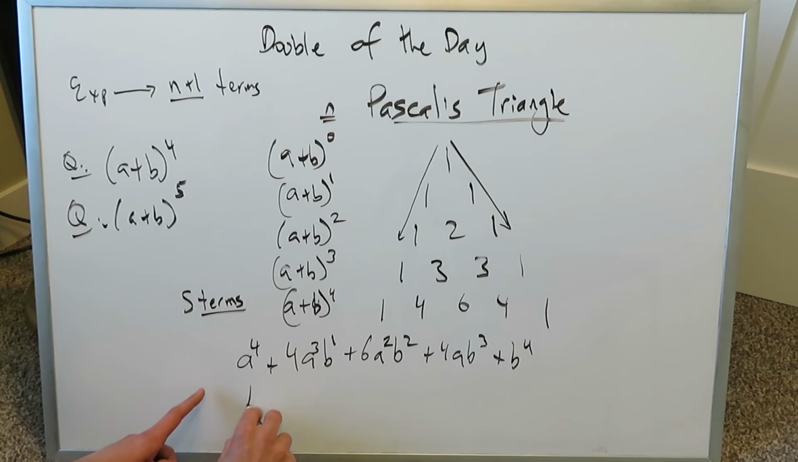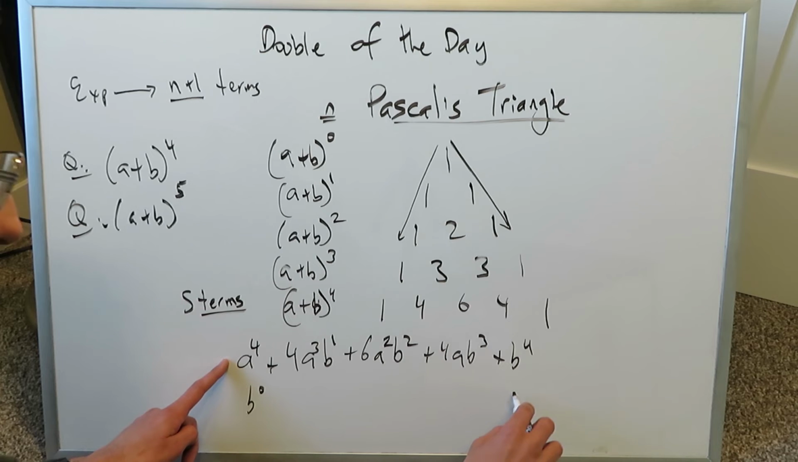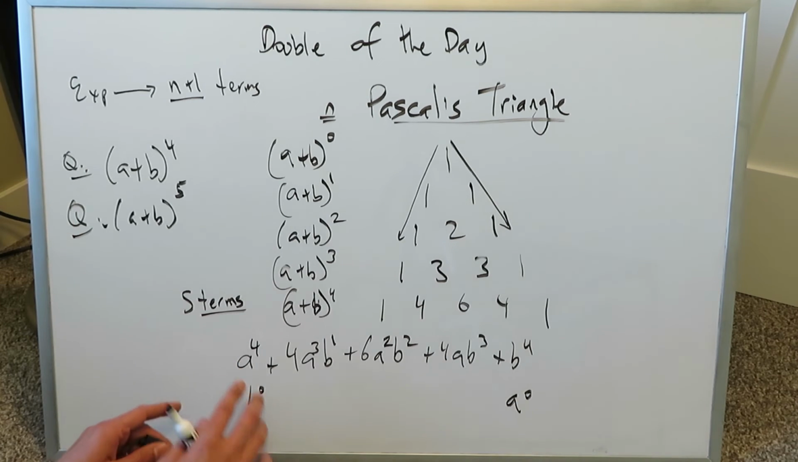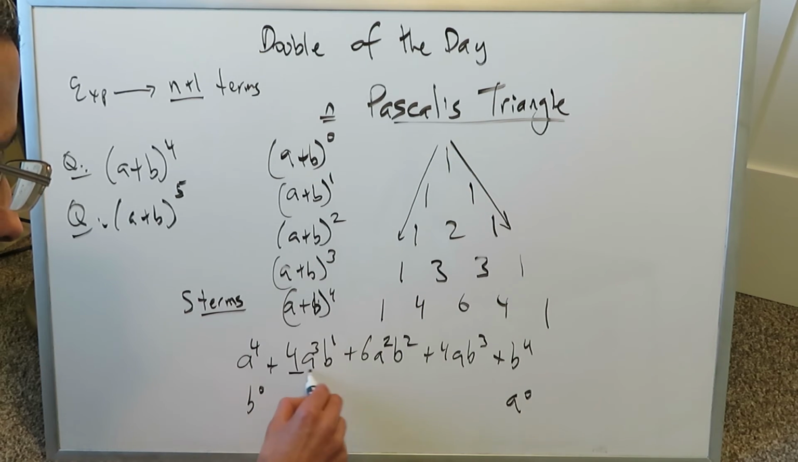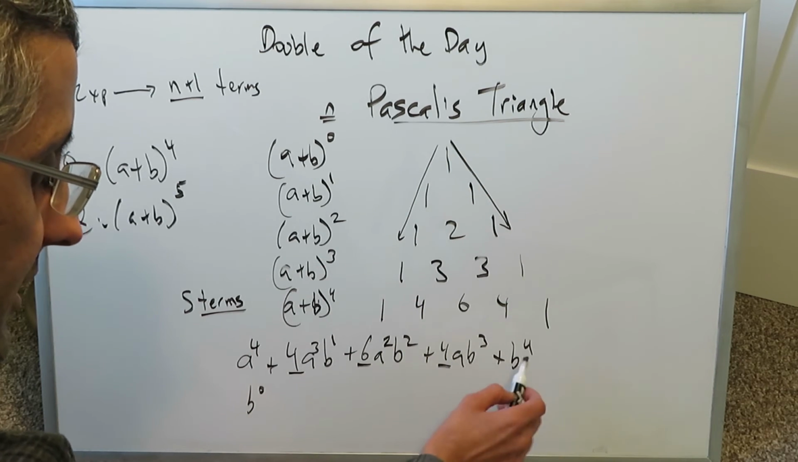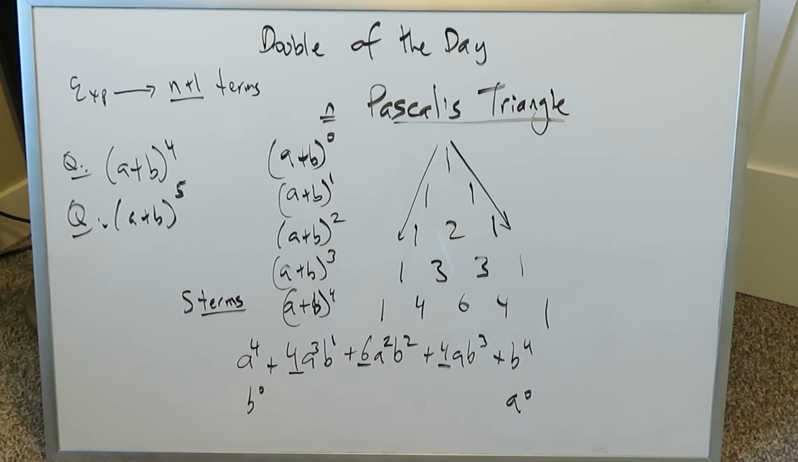Think about it. Here we had b to the 0 and it has increased to b to the 4th. Here we had a to the 4th and it has decreased down here, a to the 0. Everything decreases or increases incrementally by 1. Pascal's triangle only gives you these coefficients which are present in front of your variables. That's the beauty of this technique.